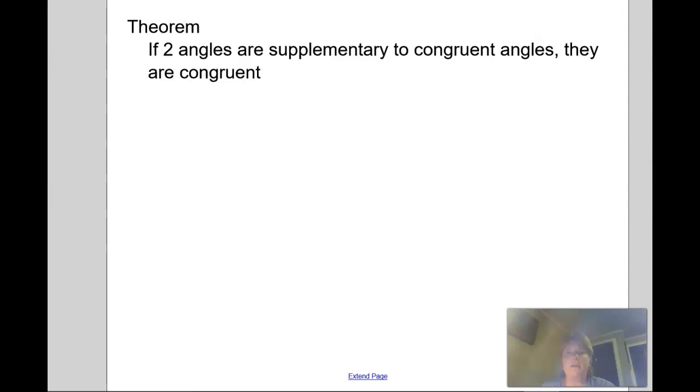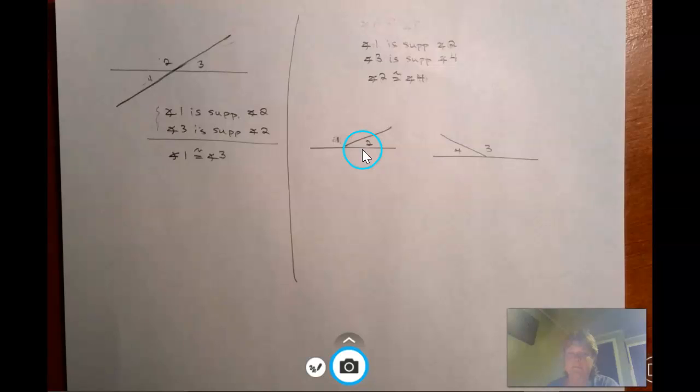And this next theorem is very, very similar to the last one. So in this case, you have two angles that are both supplementary to other angles, but those other angles are congruent to one another. So let me show you in a picture what I'm talking about. Right, so here's a picture of that scenario, and this is just one way that picture could look. So we've got angle 1 and angle 2 that are supplementary. We know that because they form that straight line. And angle 3 and angle 4 are supplementary. Again, they form this straight line. And in addition to that information, we also know that angle 2 and angle 4 are congruent to one another.